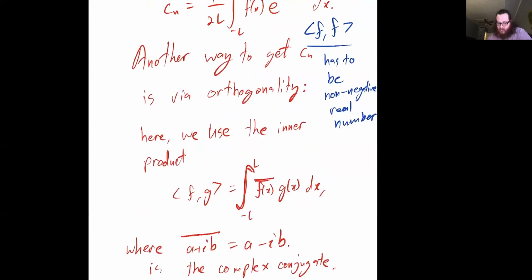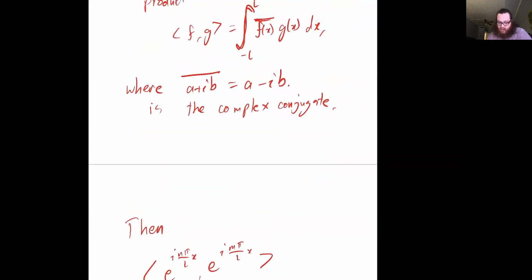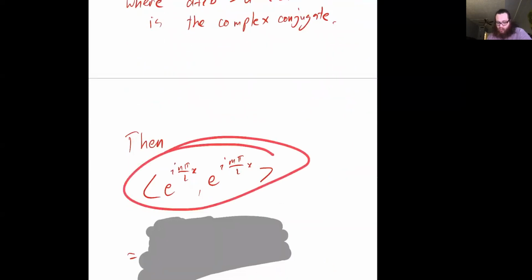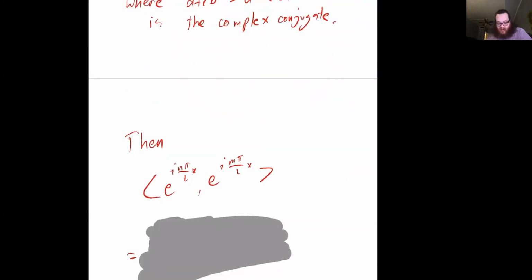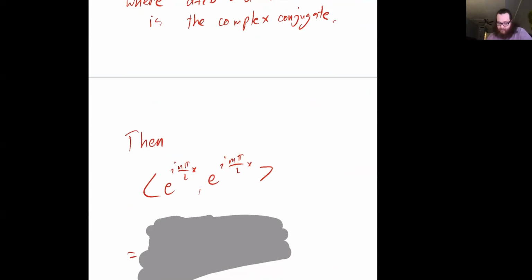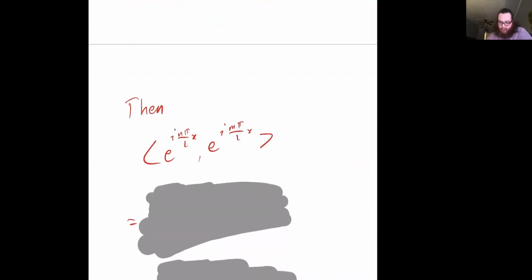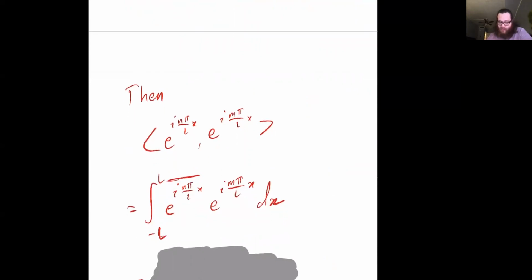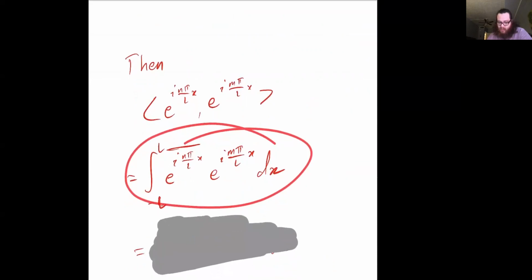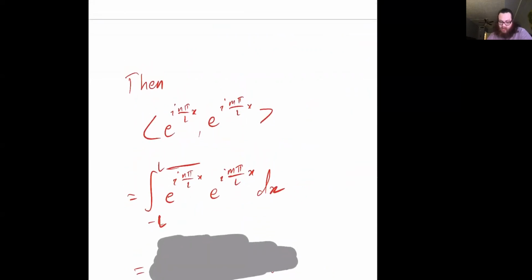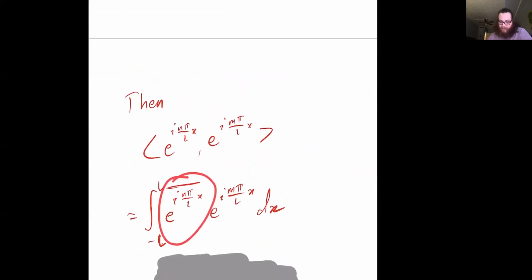Okay. So then the question is, what is the inner product of e to the i n pi over L times x with e to the i m pi over L times x? We'll also plug things in. This is what we get. So now the question is, what is this thing?